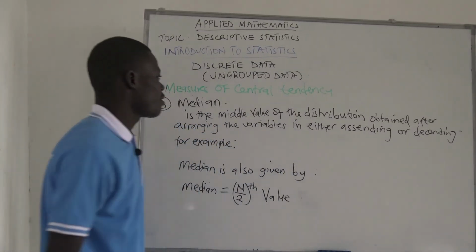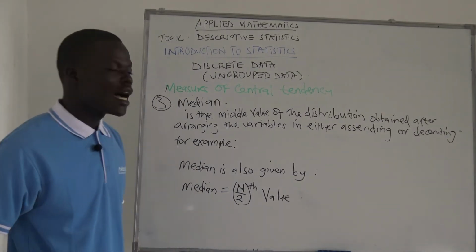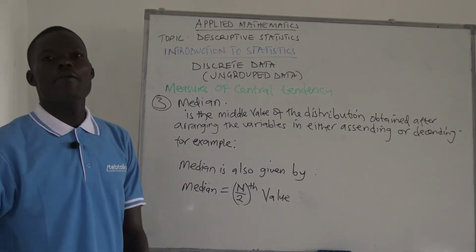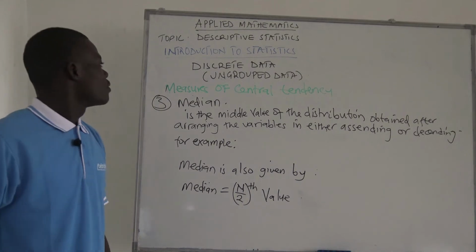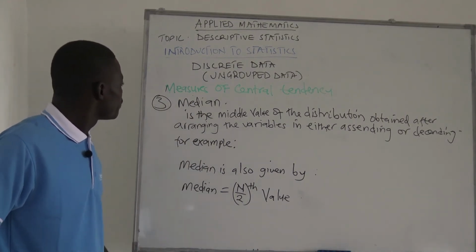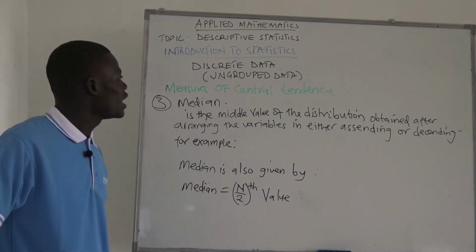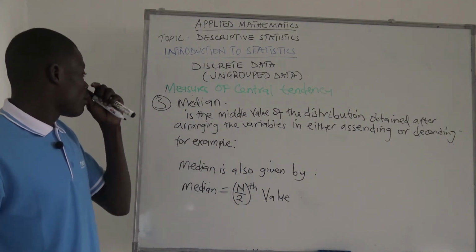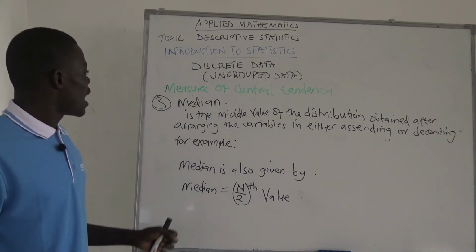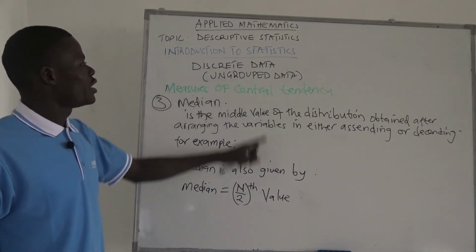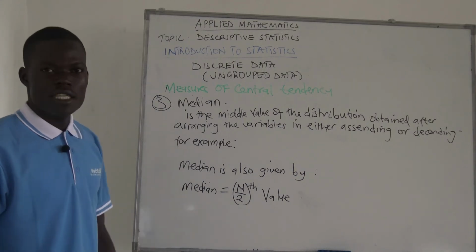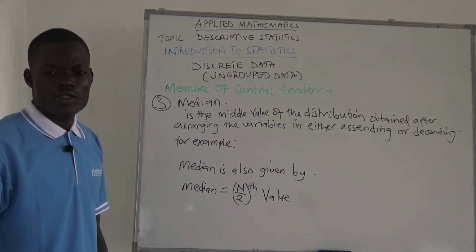So that's how we shall be calculating median, mode, and mean of the ungrouped data. That's the area of measurements of central tendency.